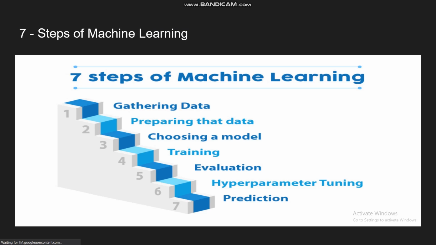Welcome to the second part of machine learning: the seven steps of machine learning. I will explain all seven steps. These seven steps should be followed to create any machine learning model, so that the model will be a generalized model. So these are the seven steps.